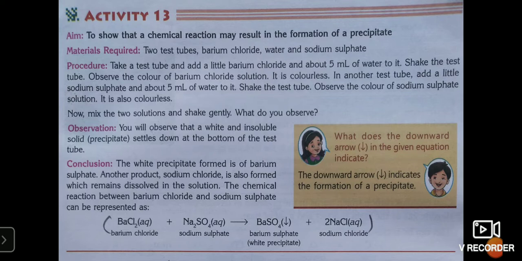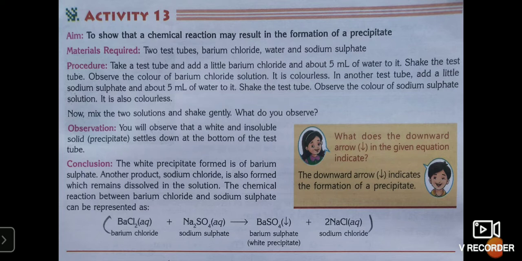In another test tube, add a little amount of sodium sulfate and add about the same 5 ml of water to it. Shake the test tube. Now observe the color of sodium sulfate. It is also colorless. That means here we have two test tubes. In the first test tube, I have barium chloride with 5 ml of water. In the second, I have sodium sulfate with 5 ml of water. Both test tubes are colorless when we observe them.